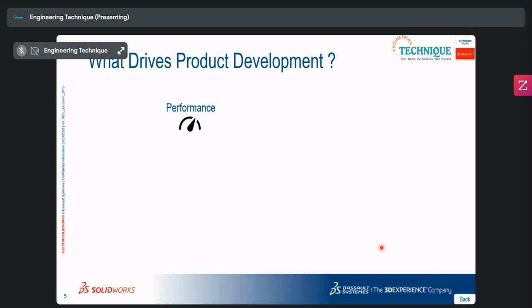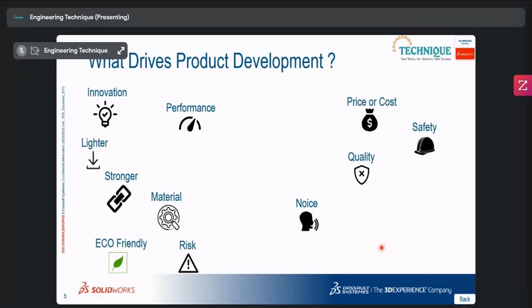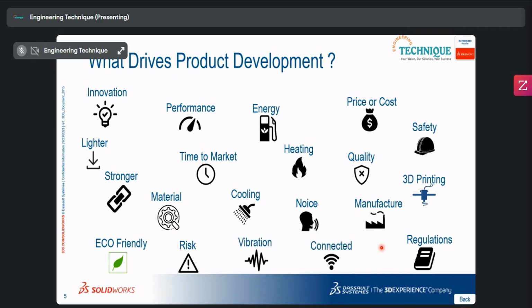Some of them are performance of the product, then the strength of the product, then noise, material innovation, then weight of the product, safety, quality issues, cost, eco-friendliness, then time to market, manufacturing technologies, advanced technologies like 3D printing, heating, cooling, energy saving, regulations, vibration, and at last the connections. So there are various drivers.